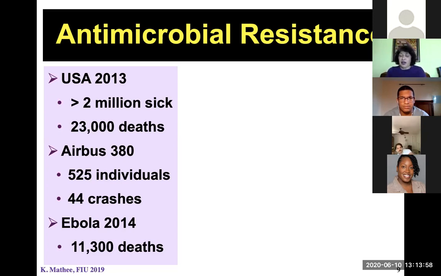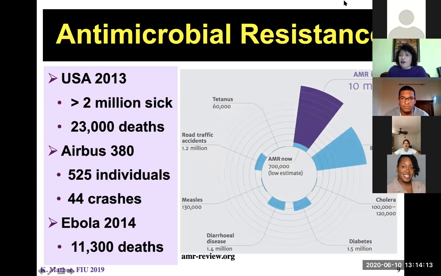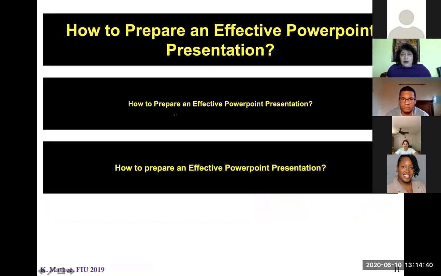And compare that to Ebola. Ebola in 2014 only caused 11,300 deaths. It's bad, but that's it, done, right? But there are 25,000 people dying every year due to antimicrobial resistance. And look at this slide: in 2050, they expect deaths due to AMR to surpass cancer, cholera, and all the other diseases, including road accidents, by 10 million. So it's really an immense danger if we don't take note of what's going on with antimicrobial resistance. All right, so that's the bang-up opening.